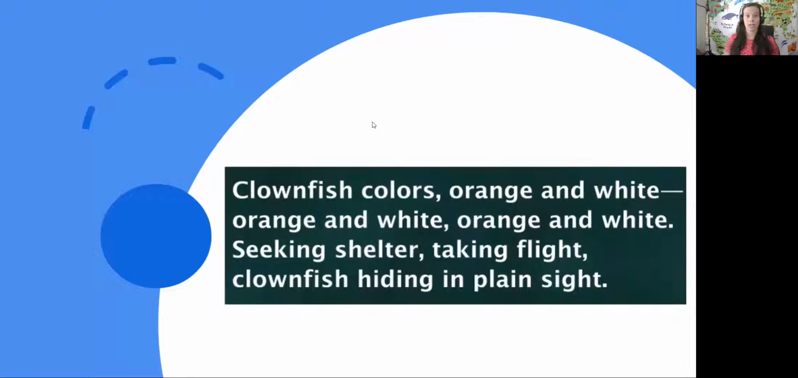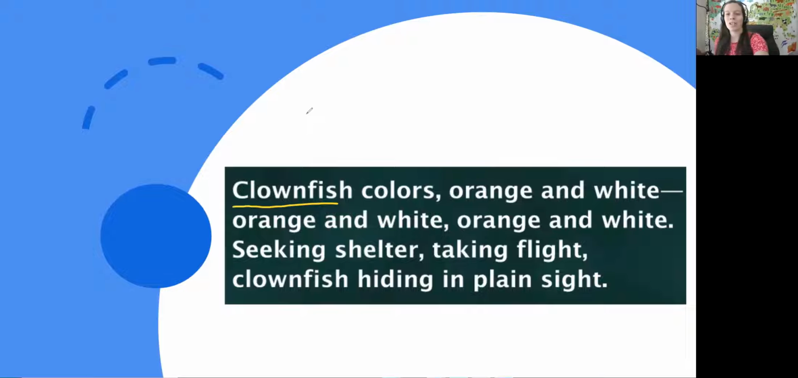Ooh, I have no hints on this one. I have to really look at the text. Okay, let's get a color. Yellow. Ooh, clownfish. I know what a clownfish looks like. It looks like Nemo. Clownfish colors orange and white, orange and white, orange and white, seeking shelter, taking flight. Clownfish hiding in plain sight. Oh, I tried. Didn't quite work. But you see how the poem kind of creates a little rhythm?